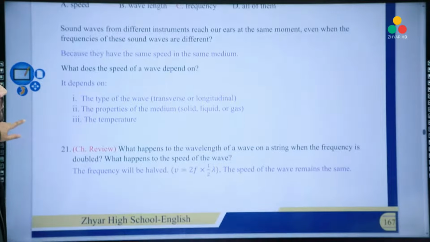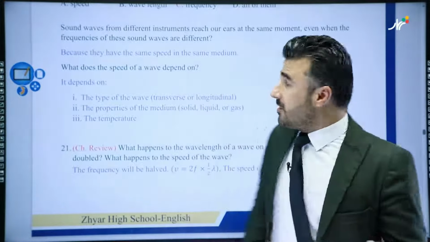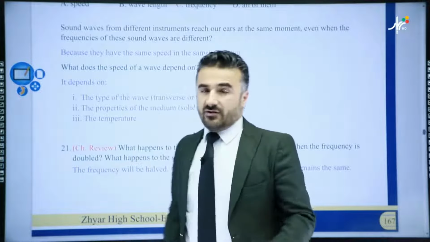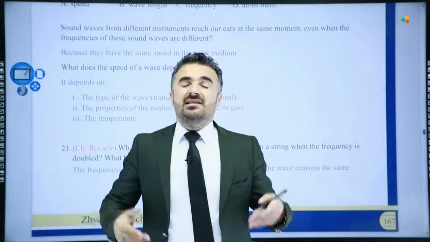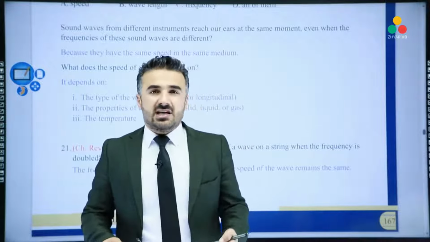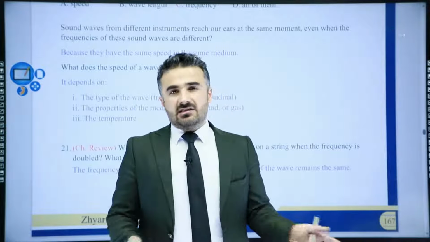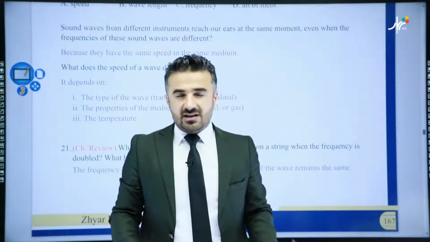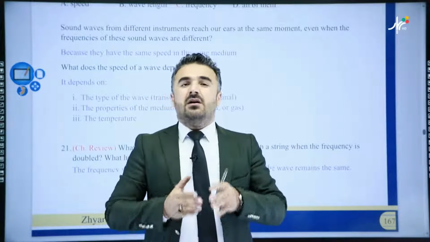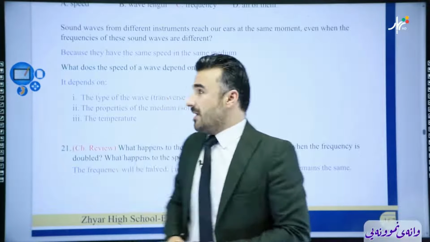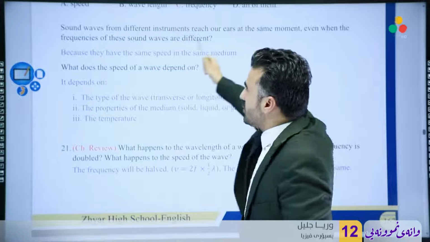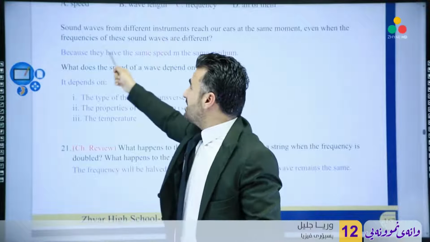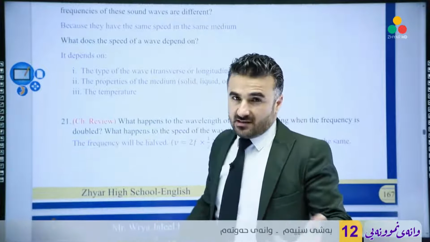Sound waves from different instruments reach our ears at the same moment, even when their frequencies are different. We said that within the same medium, the speed of sound will be the same, or the speed of an electromagnetic wave will be the same. So regardless of the type of the wave and how fast it is, within the same medium, the speed of that wave will always be the same. It doesn't matter if it has different frequencies or not. So why do we hear them all at once? That is because they have the same speed, in the same medium, of course.